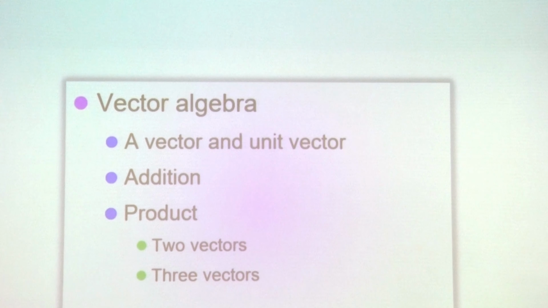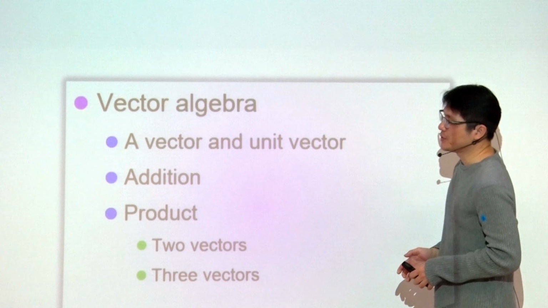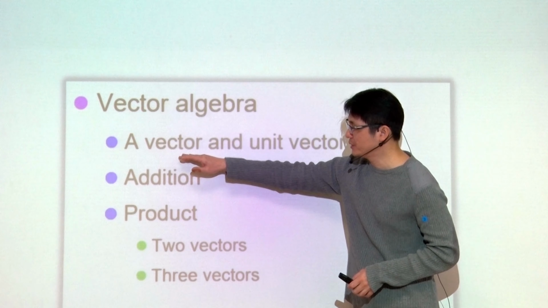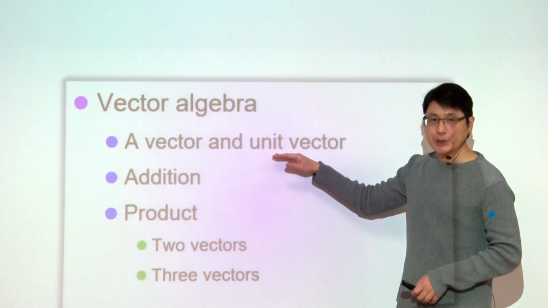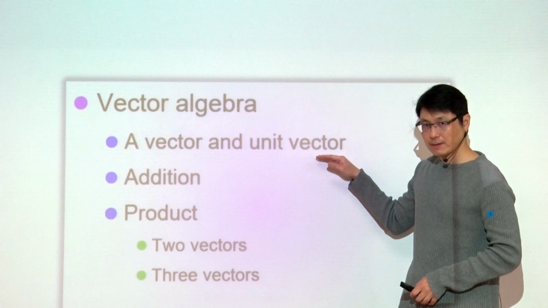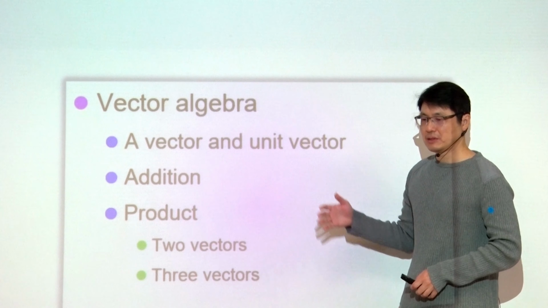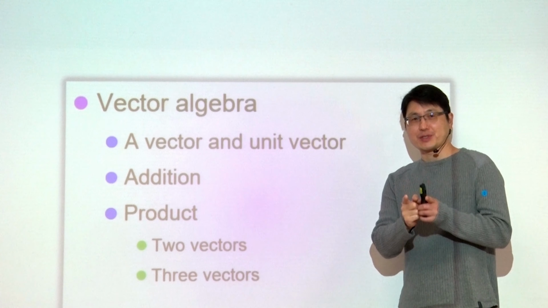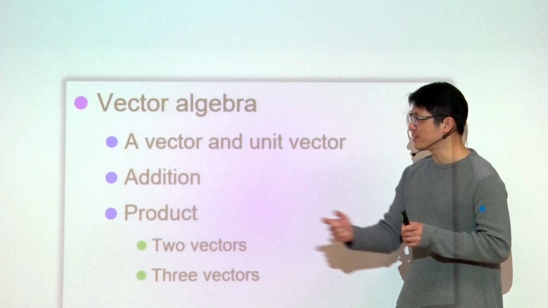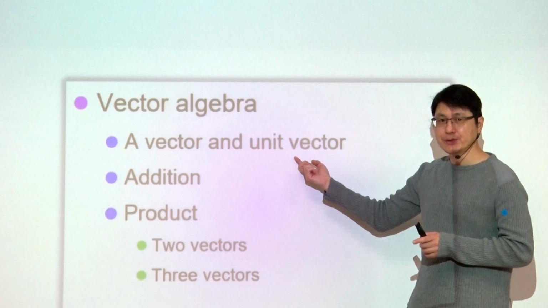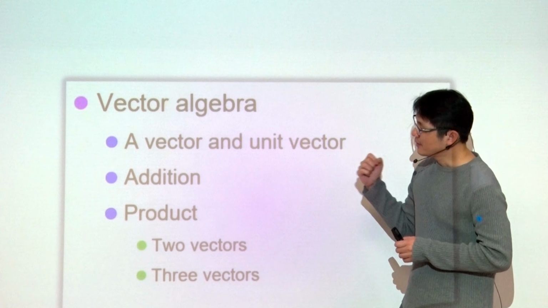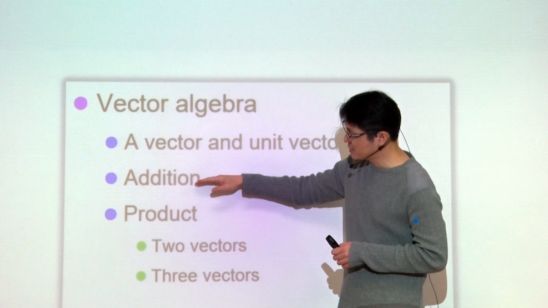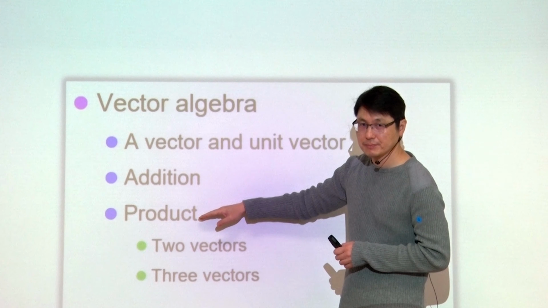Vector algebra, we are going to introduce from the very basics. Given a vector, you can find its corresponding unit vector. As I introduce, without showing you the content, you should be answering by yourselves: what's the difference between a vector and a unit vector? Then we can introduce addition between two vectors and making products, multiplication.